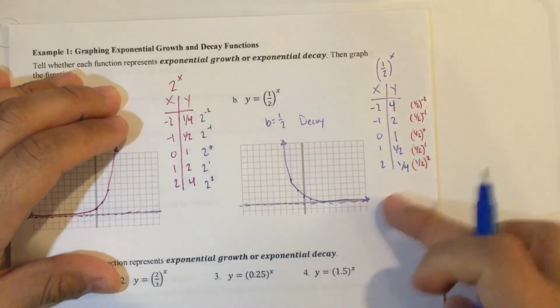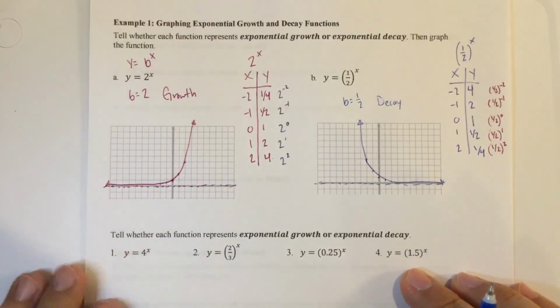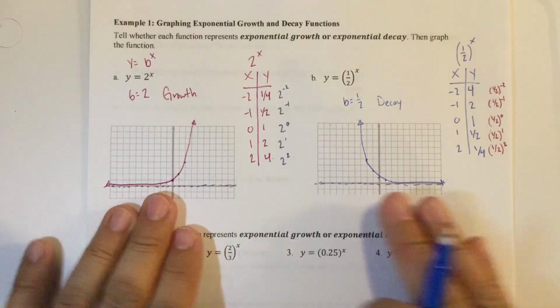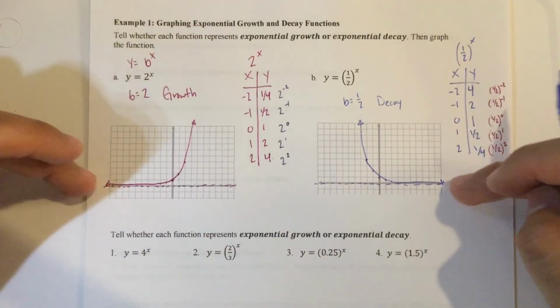So we see decay does fall, growth rises. If you look at both of them, both domains are all real numbers. And the range is both 0 to infinity because it does not go past that asymptote.